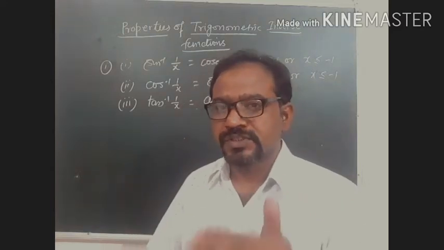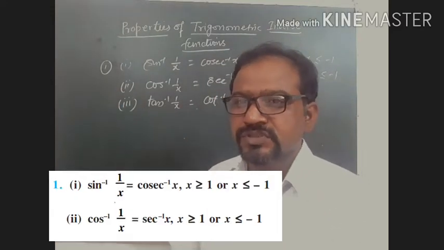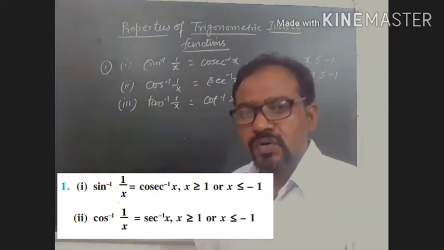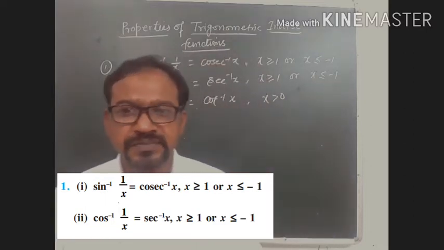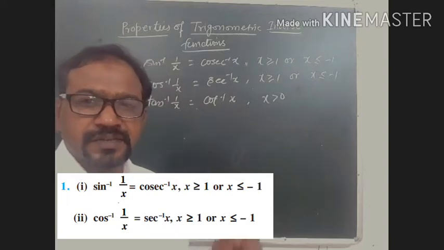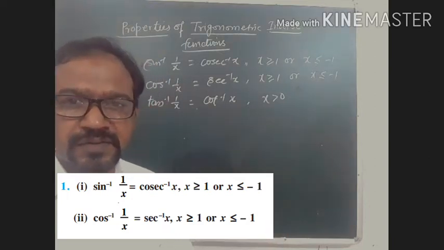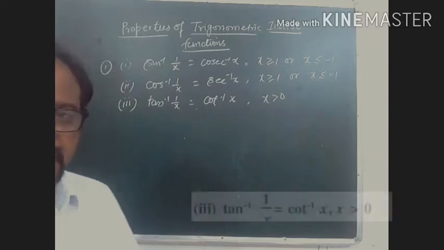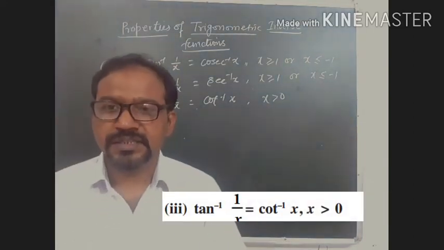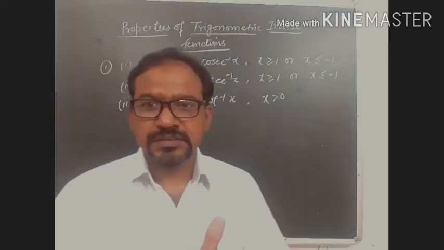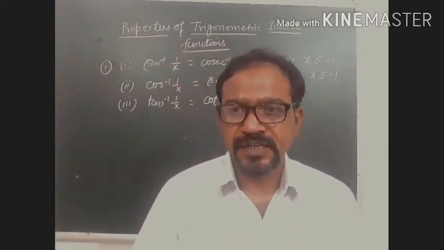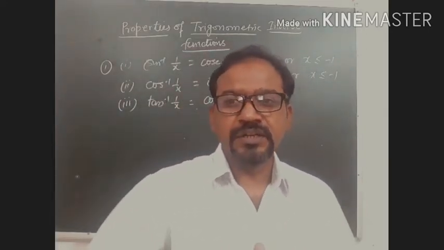The first property is sine inverse 1 upon x equals cosec inverse x, if x is greater than or equal to 1 or x is less than or equal to minus 1. Second, cos inverse 1 upon x equals sec inverse x, for x greater than or equal to 1 or x less than or equal to minus 1. And the third part is tan inverse 1 upon x equals cot inverse x, for x greater than 0. In this property we will discuss only one part, the first part. Similarly, the second and third you can do.